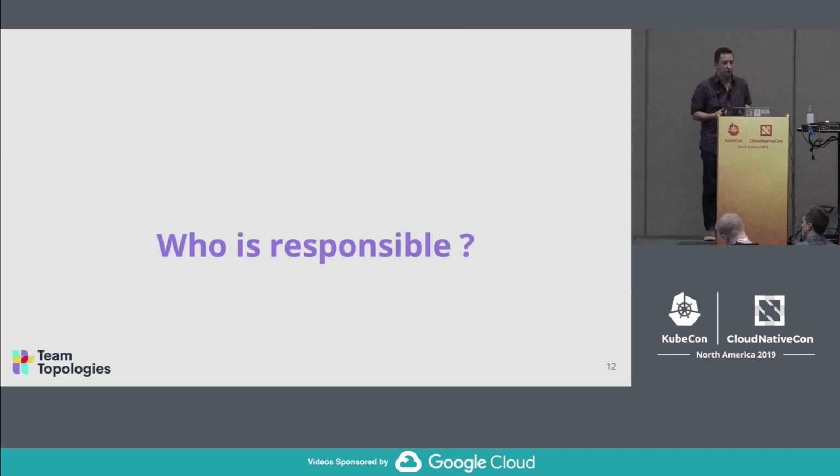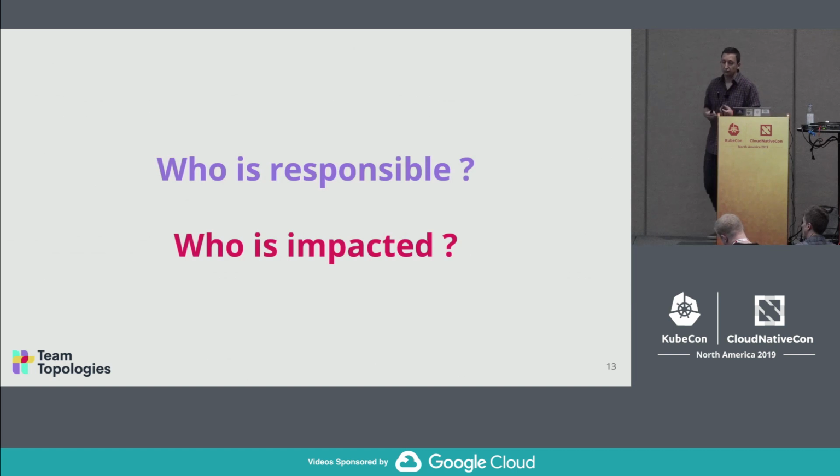So do we know who is responsible for this type of tasks? And also, very importantly, do we know who is impacted? If this is like an afterthought, if it's not clearly stated for everyone, then you're probably going to run into friction when teams should be adopting Kubernetes. They're going to find it difficult to understand what they need to do.